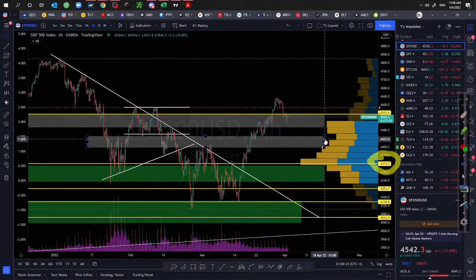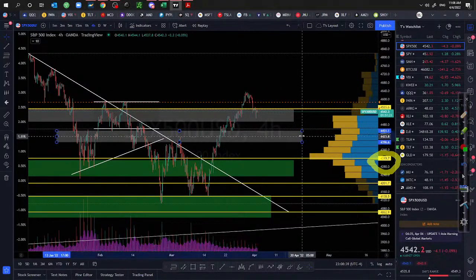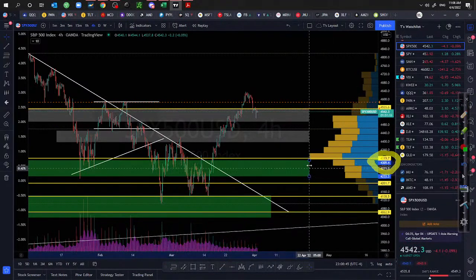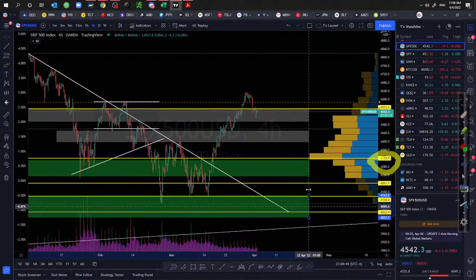However, before 4,300, of course, we have other zones here which are more likely for us to hit on the S&P 500. So from the macro standpoint, we still see possible pullbacks based on uncertainty in the macro environment. Okay.